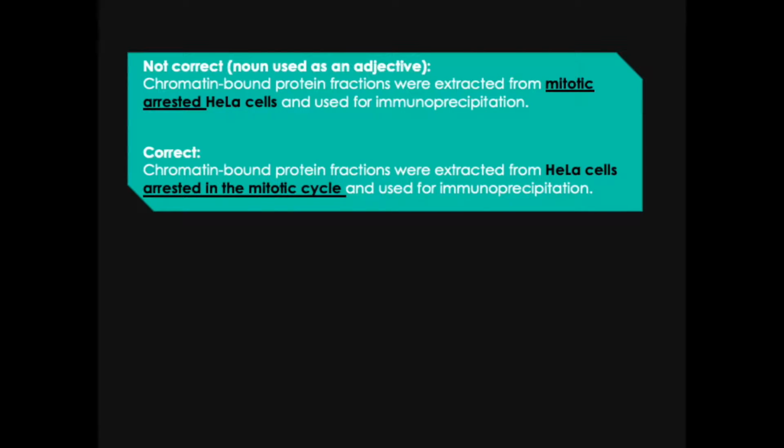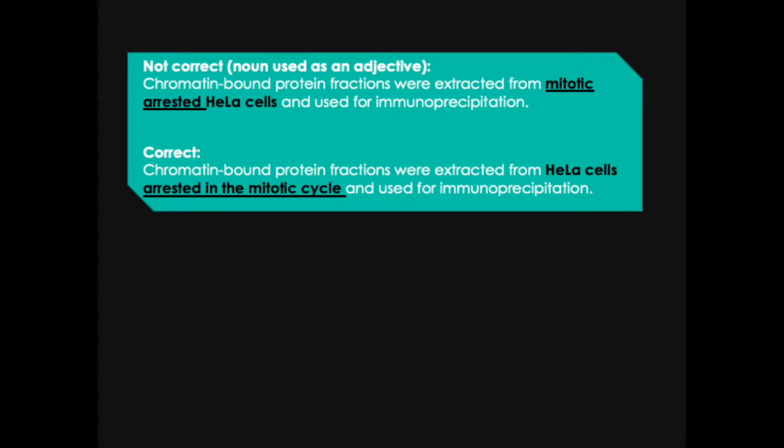The first example is not correct because it's using a noun as an adjective. This says, "chromatin-bound protein fractions were extracted from mitotic arrested HeLa cells and used for immunoprecipitation." So the phrase mitotic arrested is written as if it is an adjective, but it's not a proper adjective. Mitotic is describing cells that are going through mitosis. And just saying arrested HeLa cells is incomplete.